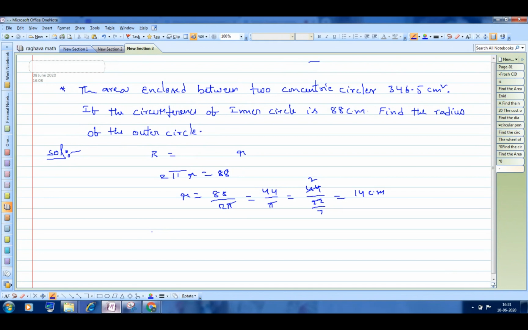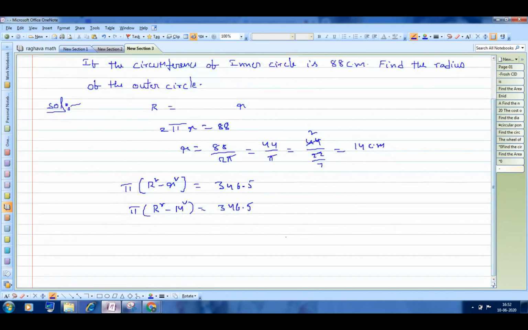So the area enclosed between the two concentric circles is pi capital R square minus small r square, which is equal to 346.5. From here, pi into capital R square minus 14 square is equal to 346.5. So R square minus 14 square will be equal to 346.5 into 7 by 22. Clear what I am doing? So from here you can find out the R square. Once you get the R square, you will get the root, the R value.